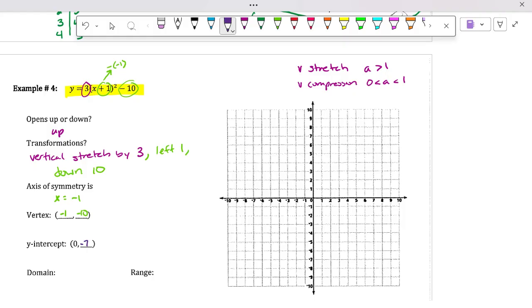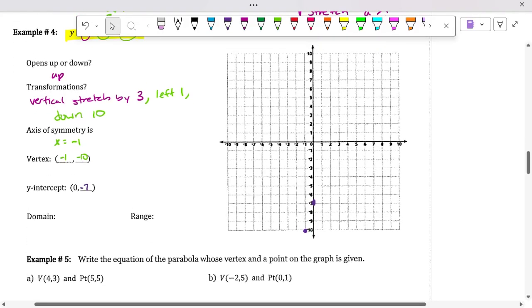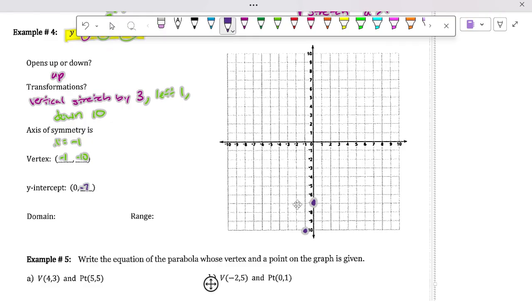All right, so now we can do some graphing. All right, so I got my vertex first, so that's -1, -10. Now my y-intercept is at 0, -7. So symmetry-wise, if I have one point at 0, -7, where do you think the other point with a y value of -7 is going to be? What x value? -2.